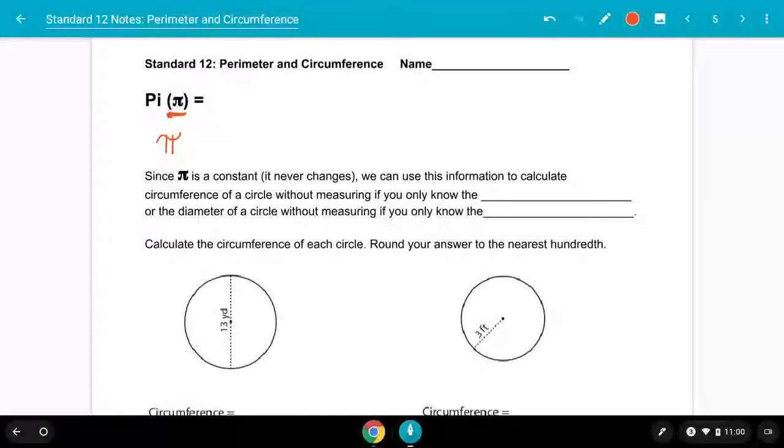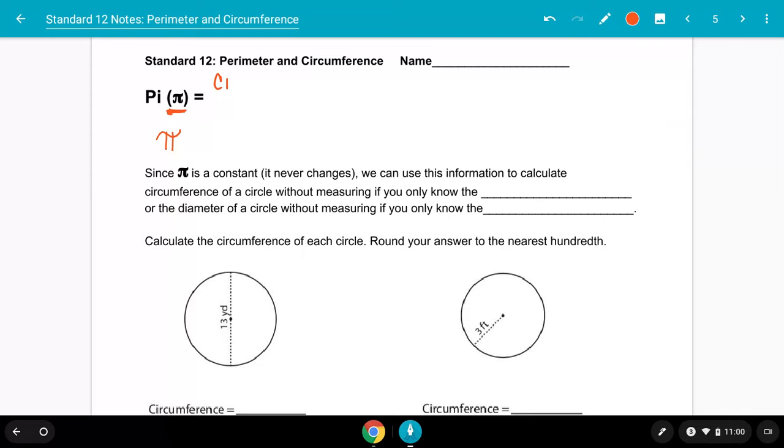That guy found that number by taking the circumference of a circle, the measure around it, and dividing it by the diameter of a circle. And every time he did that, no matter what size the circle was, a quarter, a dime, a pizza, a pie, a frisbee, he always got approximately 3.14. Now, pi is much longer than that. In fact, it's never ending.